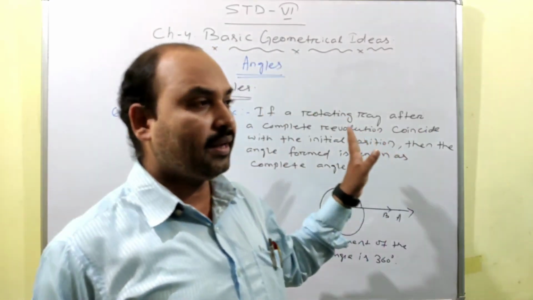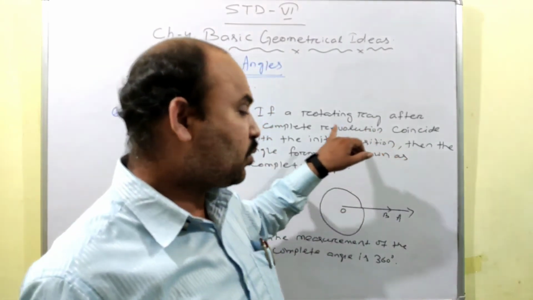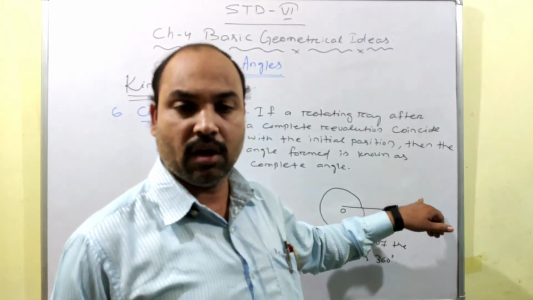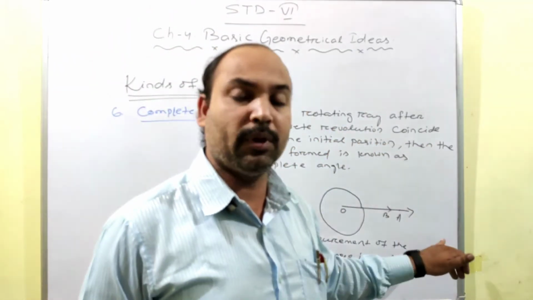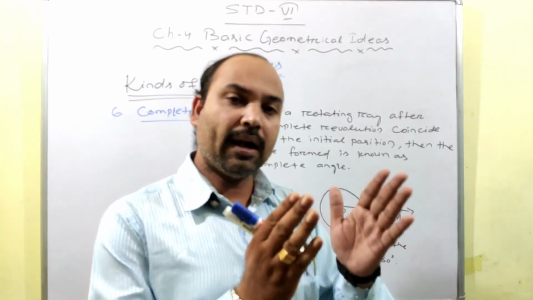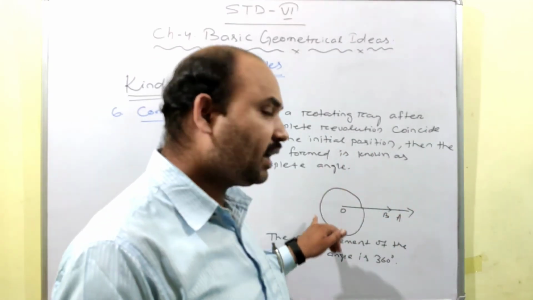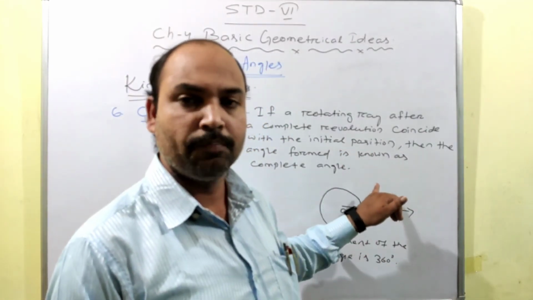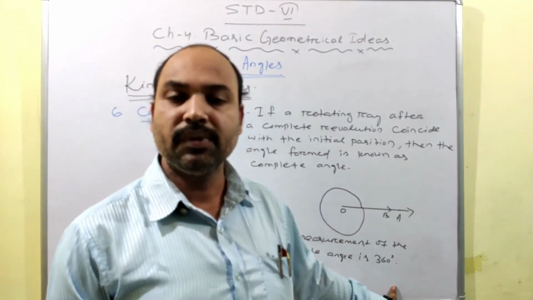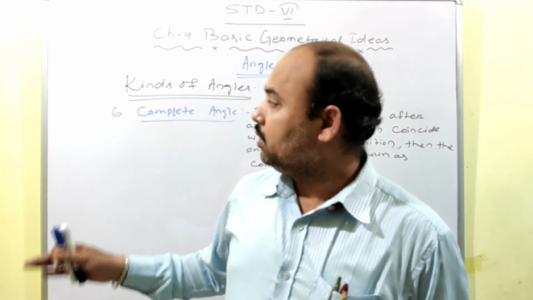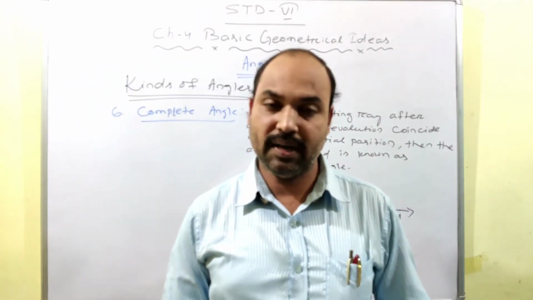And the complete angle: when the ray starts from the initial point and takes one full rotation or complete revolution, then again it comes to the initial position. It means the final position and the initial position of the two rays are equal. Then the angle formed by the revolution is known as your complete angle, and its measurement is exactly 360 degrees. So our angles are divided into 6 types or 6 parts.